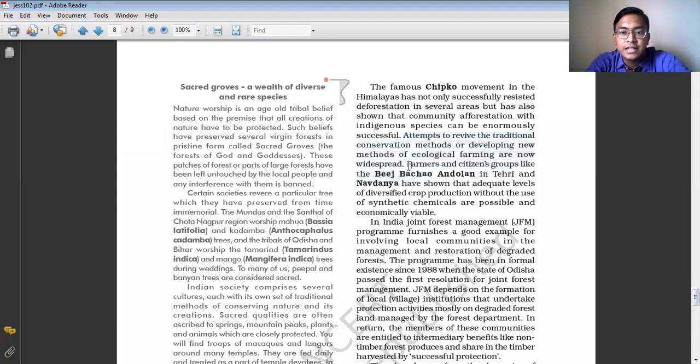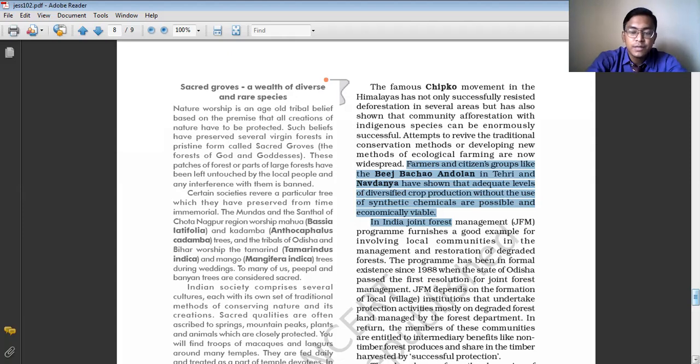Farmers and citizens' groups, like the Beej Bachao Andolan in Tehri and the Navdanya, have shown that adequate levels of diversified crop production without the use of synthetic chemicals are possible and economically viable. I think you have heard about the Tehri Dam Andolan, the protest against the construction of the Tehri Dam. In Tehri, the Beej Bachao Andolan is where farmers focused on using indigenous seeds to grow indigenous crops without any chemical fertilizers and pesticides, and it has become successful. Without chemical fertilizers and pesticides, the farmers have grown crops and become successful by using the traditional varieties of seeds.